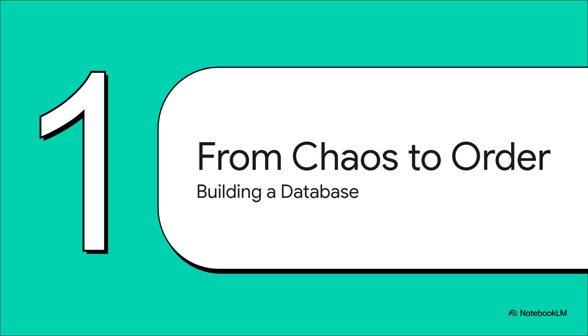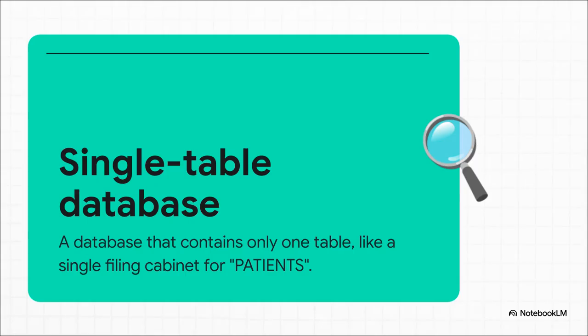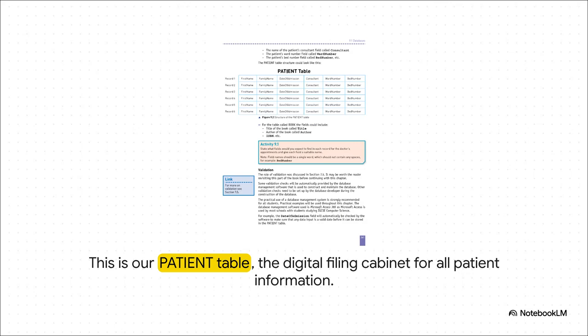Let's stick with our hospital example for a minute and walk through exactly how we would build the perfect digital filing cabinet to keep track of every patient. We'll start simple. Just imagine the entire database is like the hospital's big records room. Now, we're not going to worry about the whole room just yet. We're going to focus on just one single filing cabinet inside of it, a single table database that we'll call patients. And this is what it looks like.